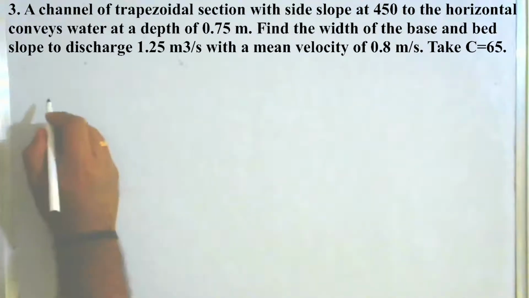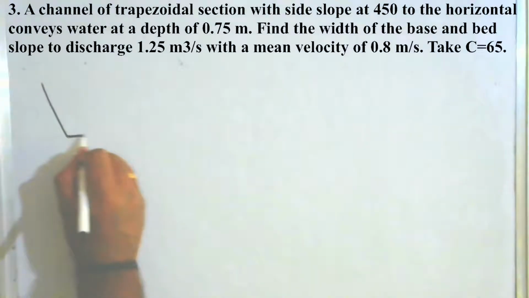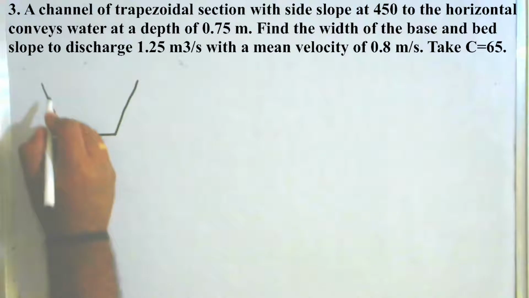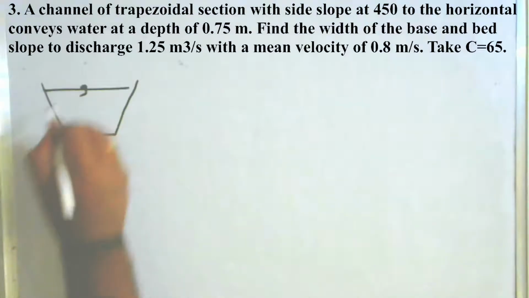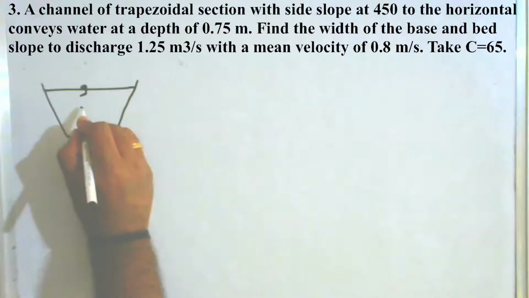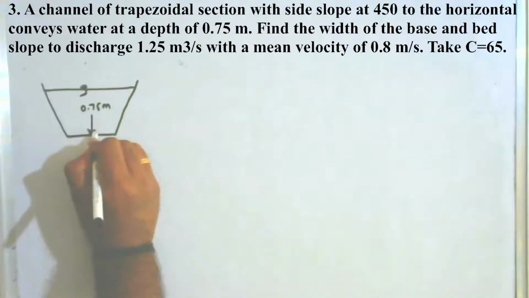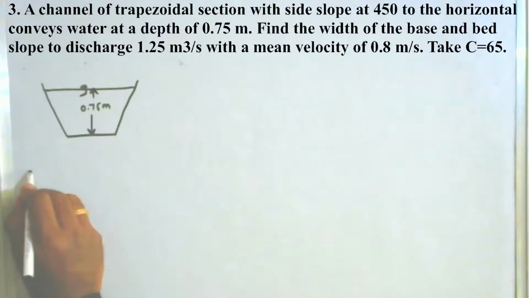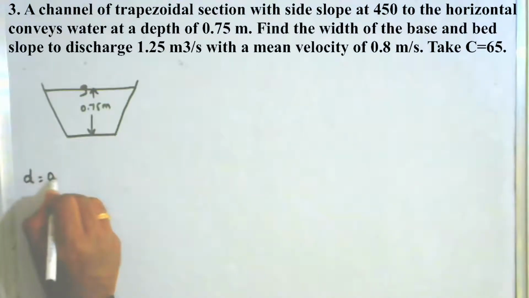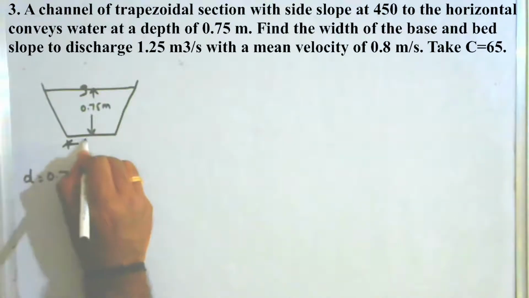So for the trapezoidal channel, I'll draw the sketch. This is the free surface of the water. In this problem, he has given the depth as 0.75 meter. Let me take that as D is equal to 0.75 meter. Base width, I'll take it as B.